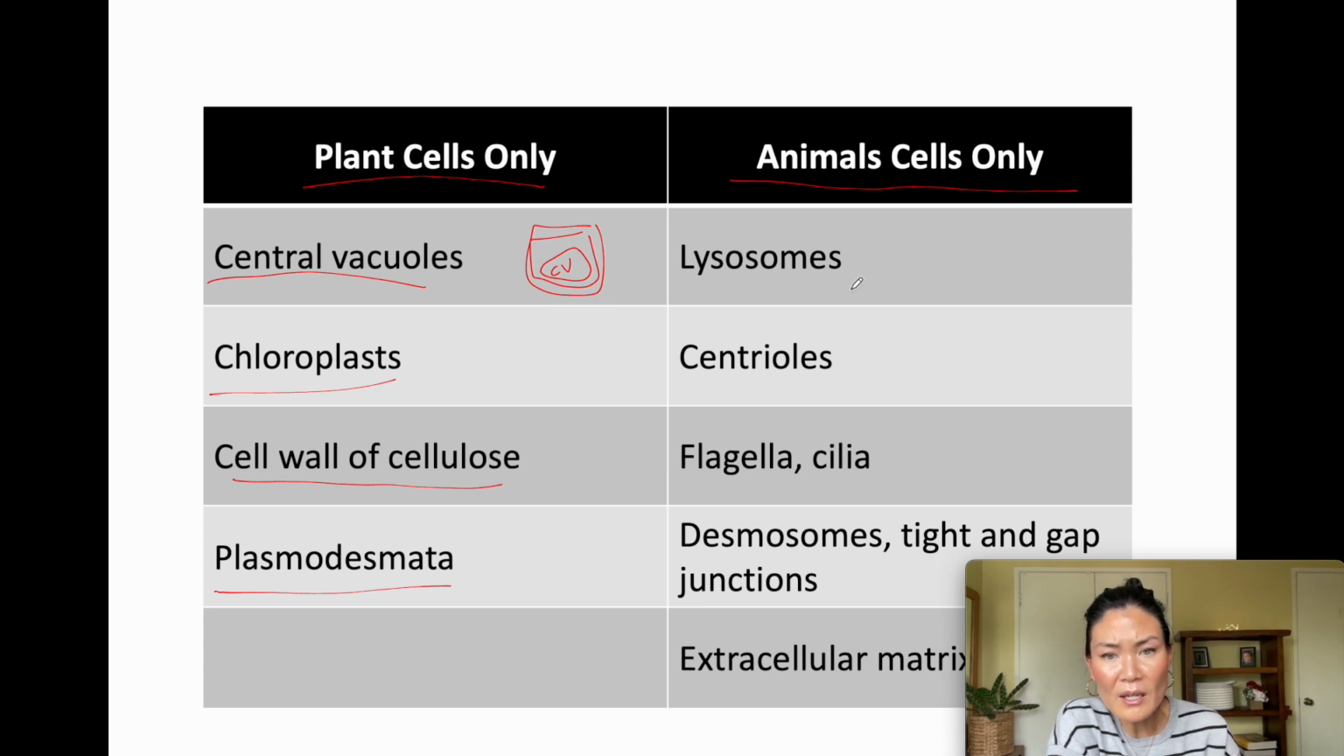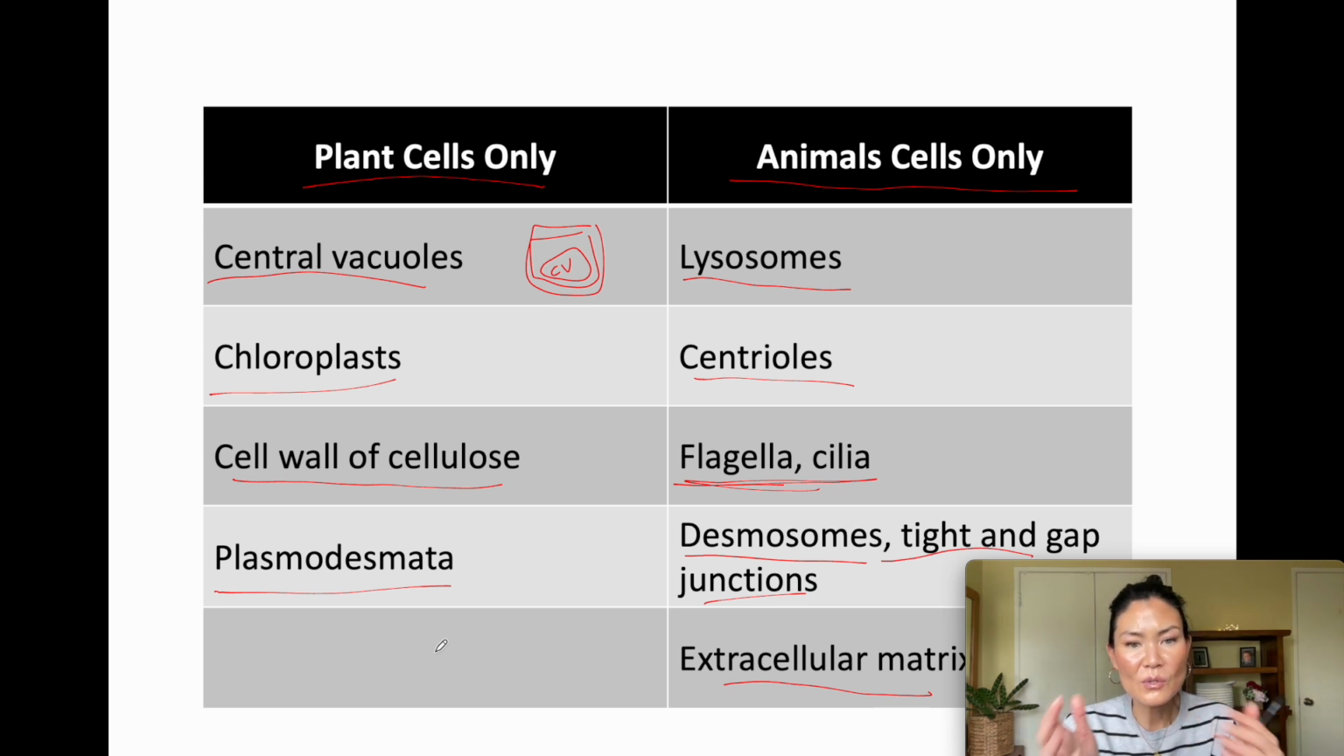Animal cells only, we have lysosomes, plant cells do not. We have centrioles, plant cells do not. We have cilia and flagella, which plant cells do not. We have desmosomes, tight and gap junctions, and then we also have an extracellular matrix, okay? So those are some differences between animal and plant cells, and I think that might be it.